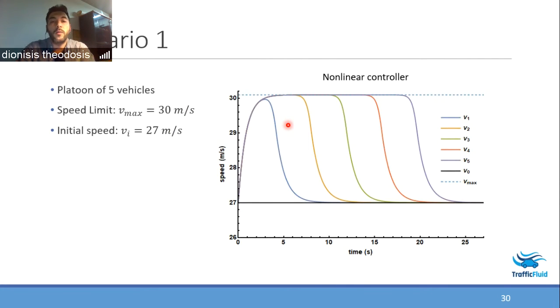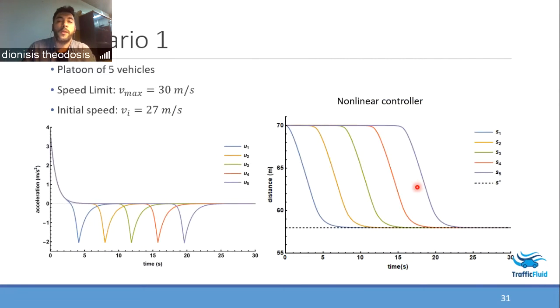Here, on the other hand, using the nonlinear controller for exactly the same scenario, we see that the vehicles accelerate up to the maximum value and then decelerate again as they reach closer to the leading vehicle. These are also the spacing of the inter-vehicle distances of the platoon. They also converge to some desired value, and here are the accelerations of the vehicles.